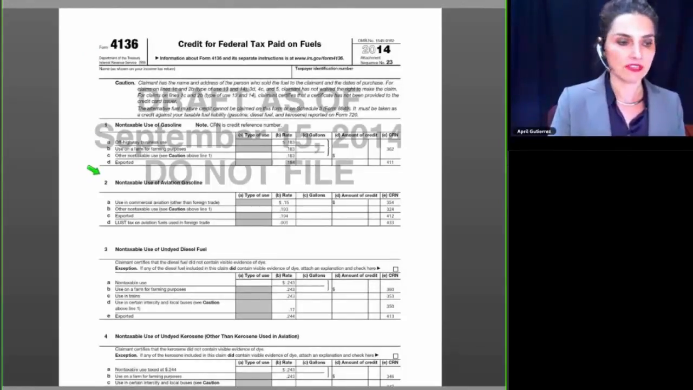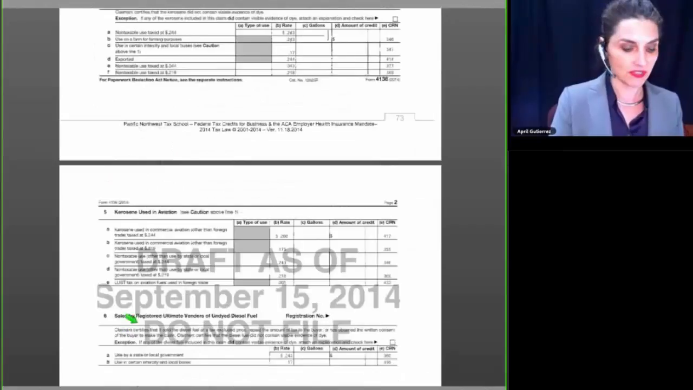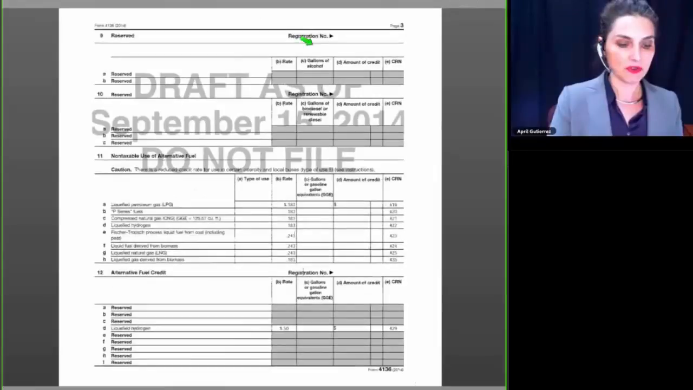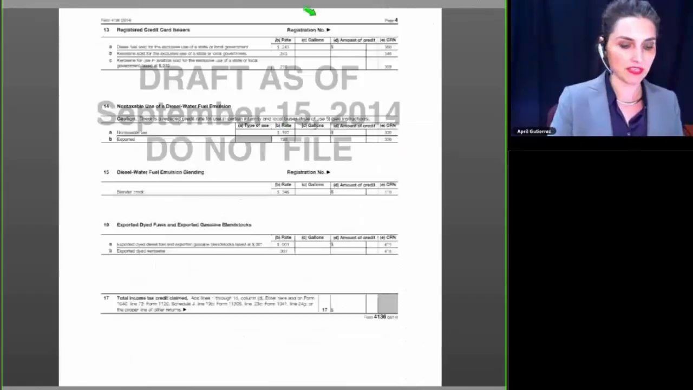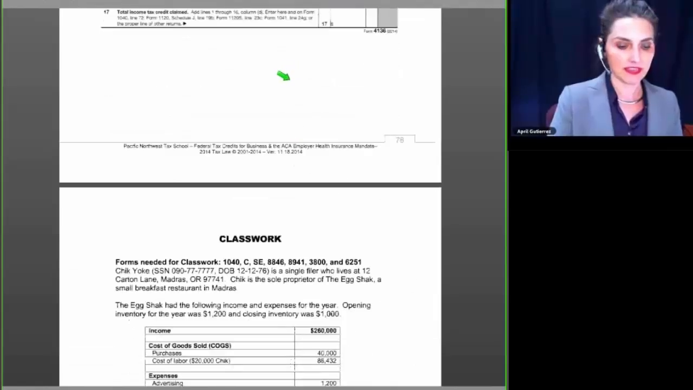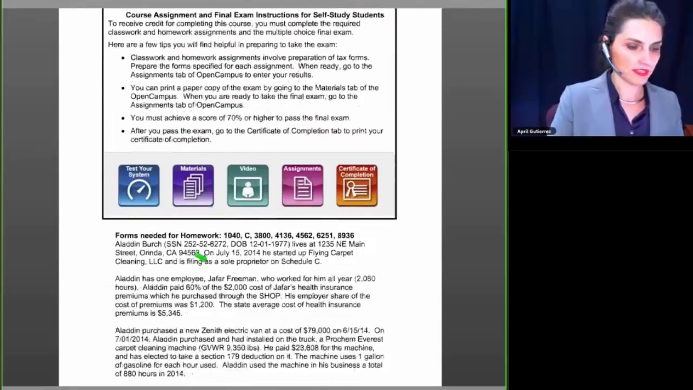illustration that is asking you to take a look at this form, figure out what code to enter on it, figure out what section to enter it in, and figure the credit. It's not difficult to do. It's a multi-page form, but you really only fill out the small section of the form that applies to the particular fuel purchased. And then the last bit here is the homework assignment.